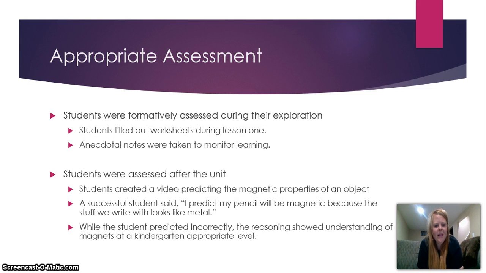As for appropriate assessment, I feel like students were appropriately assessed. They were formatively assessed during their exploration, so I was able to look and take notes on what kids were learning. And then after the unit, I assessed their video to see if they really understood magnetism by being able to make predictions. And here you can see some examples of what kids were saying. I focused more on the reasoning than the actual prediction, because the reasoning showed what they know.